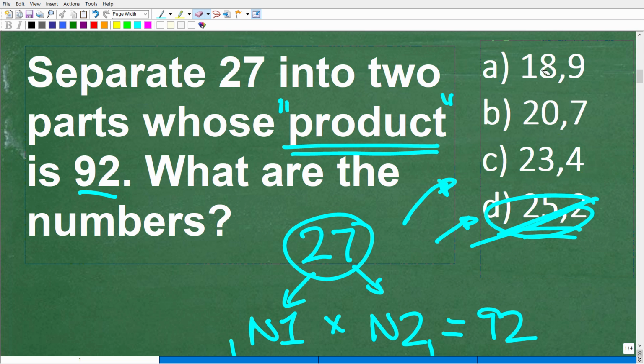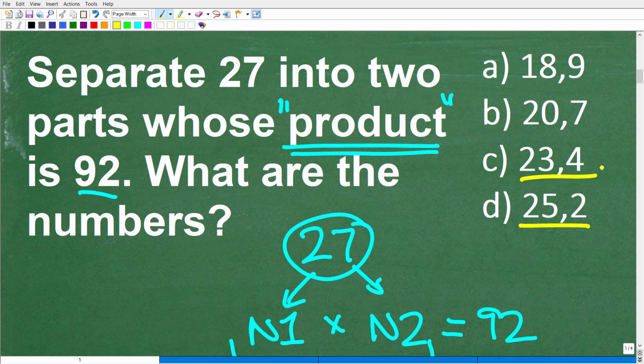Now, all of these numbers, though, right here, do add up to 27, right? So 25 and 2 is 27, 23 and 4 is 27, 20 and 7 is 27, 18 and 9 is 27. So we can't really determine the right answer that way. We need to understand what product means. Okay, so hopefully all of you are saying, yes, Mr. Math Man, that's exactly what I did.